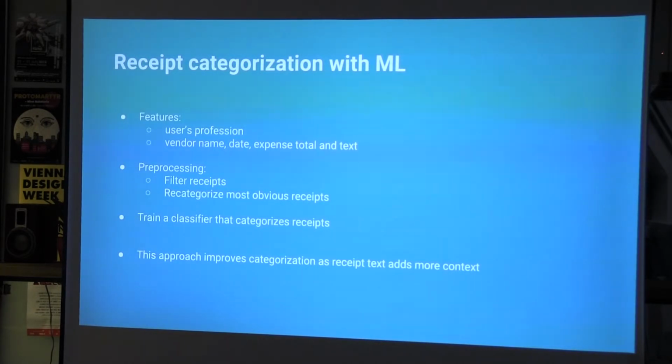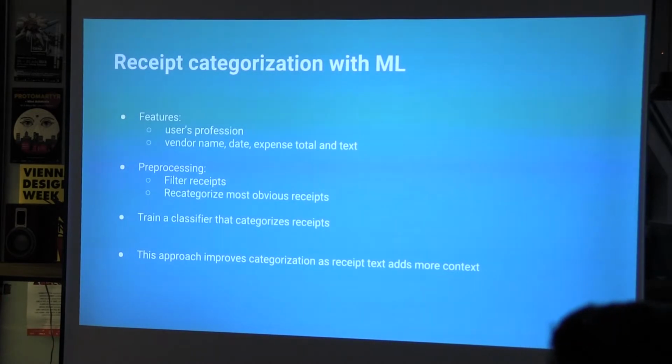And we also take tax with Google Vision API. So that's all about OCR. We take text, and it also improves the accuracy of the algorithm. But it was quite hard to basically make the classifier, because we had a lot of miscategorizations. So that's why we needed to filter receipts and recategorize the most obvious receipts. So basically receipts from Starbucks and so on.